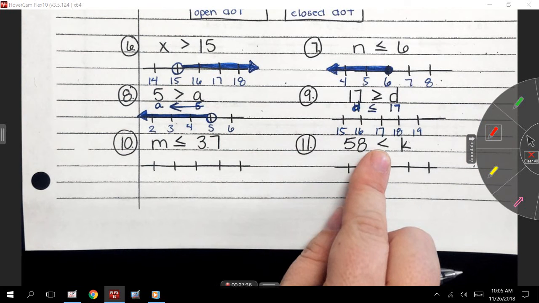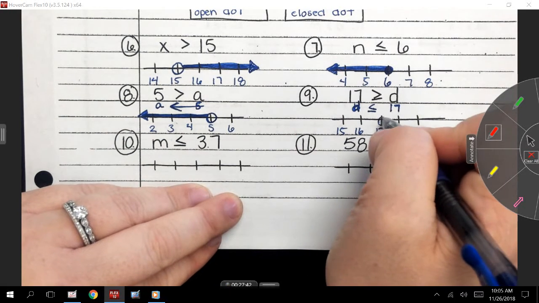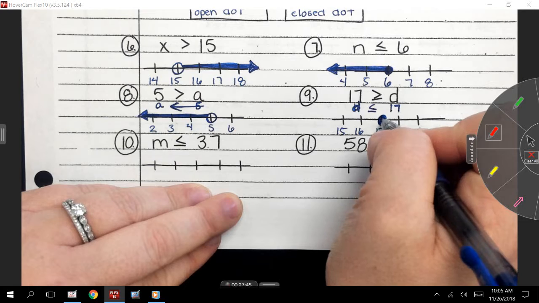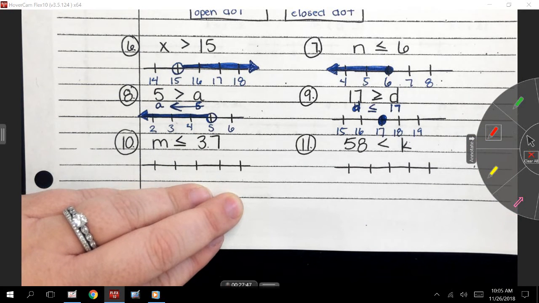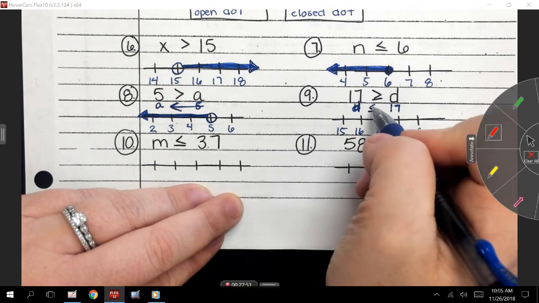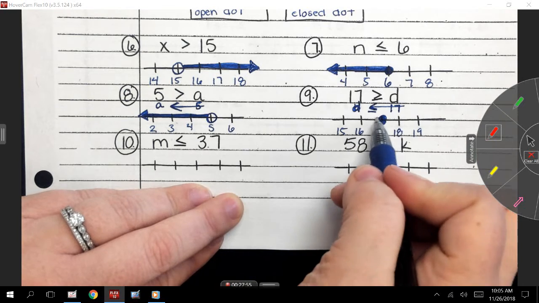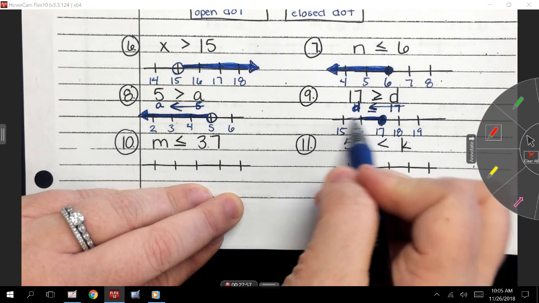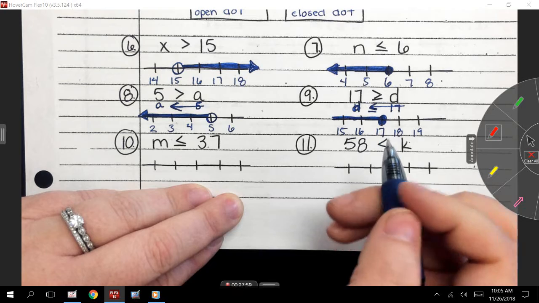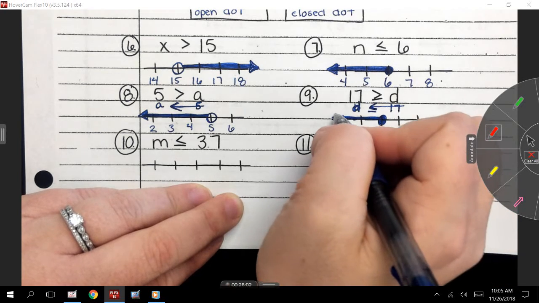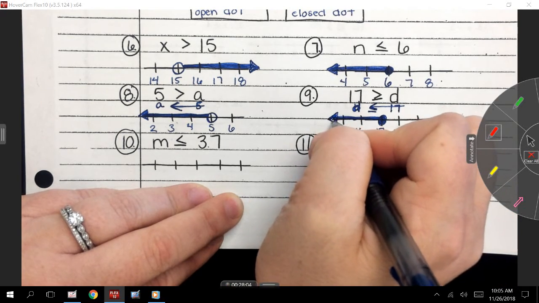What type of dot do I need here, Frank? Closed dot, because it has the equal to sign. And what direction are we going? Julia? To the left. So if I look at my new symbol that I wrote, if I make it an arrow, it's going to the left. All right.